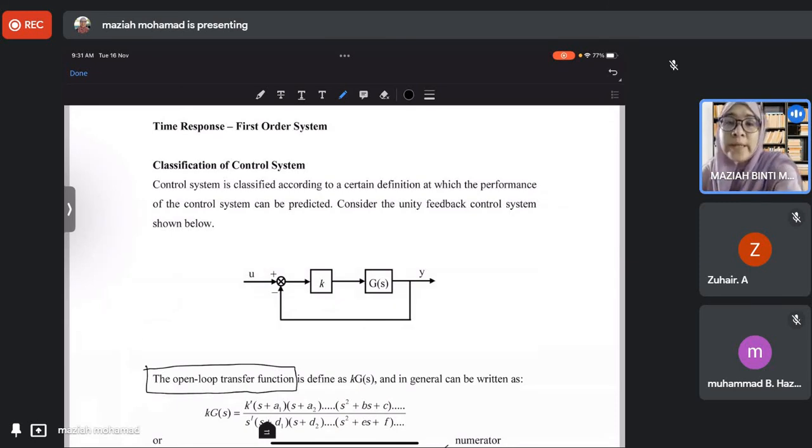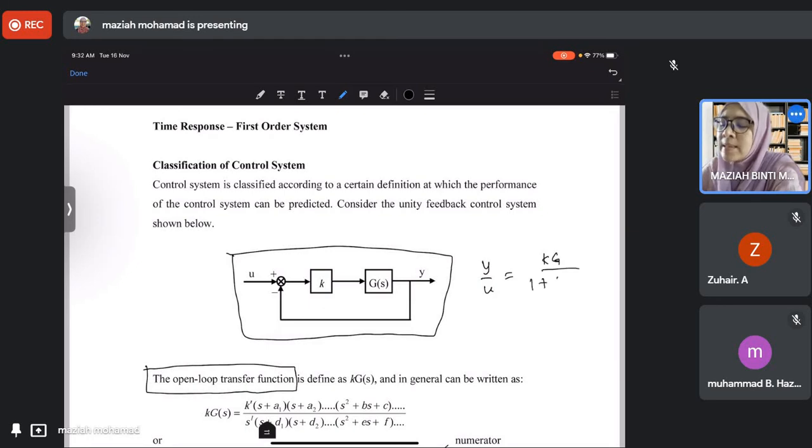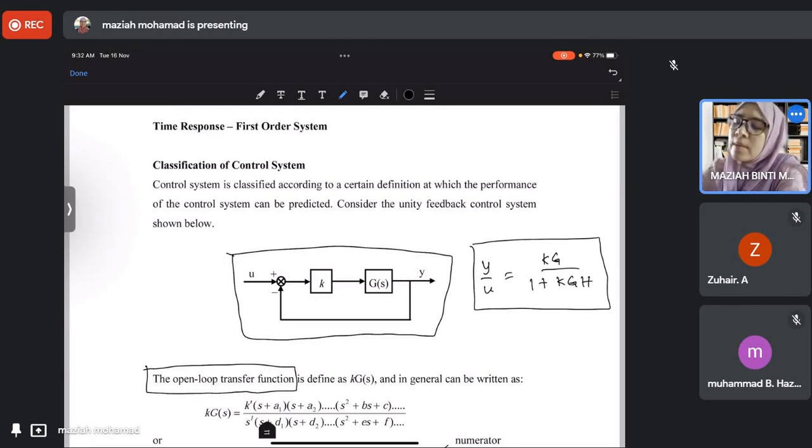Before this, during block diagram manipulation, we said that if we have a block diagram like this, we can simplify that to become Y over U is equal to KG over 1 plus KGH. This is what we call the closed loop transfer function. So the closed loop transfer function is KG over 1 plus KGH.